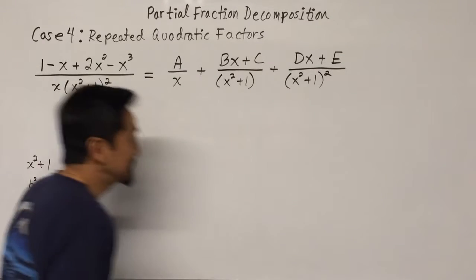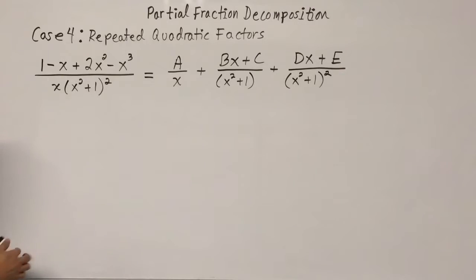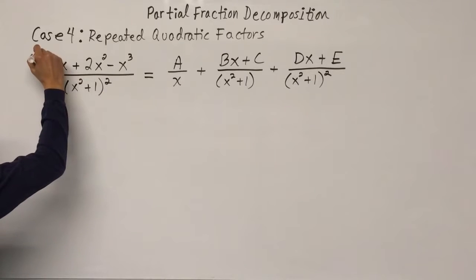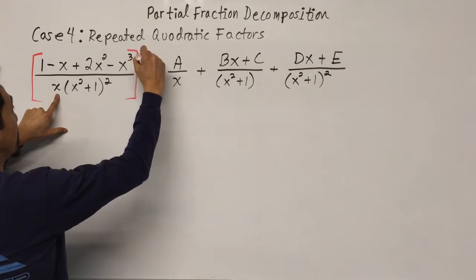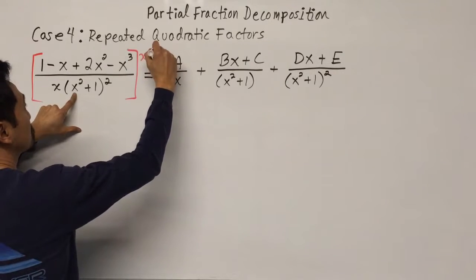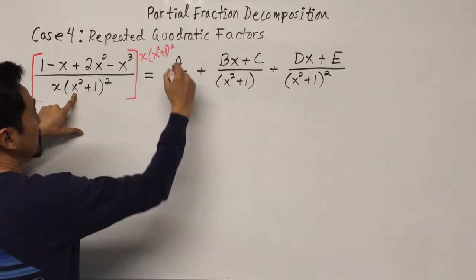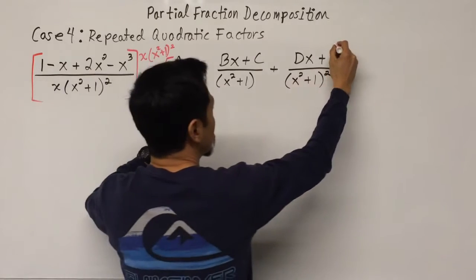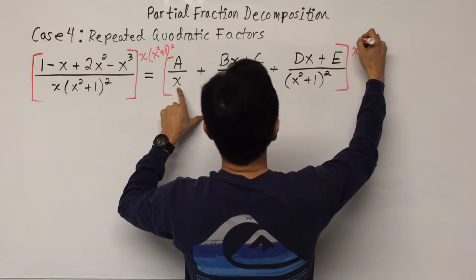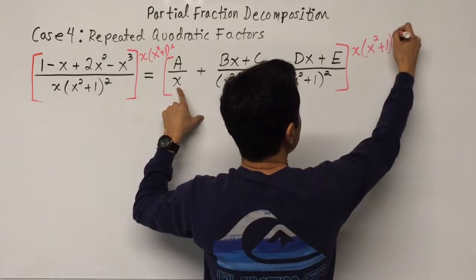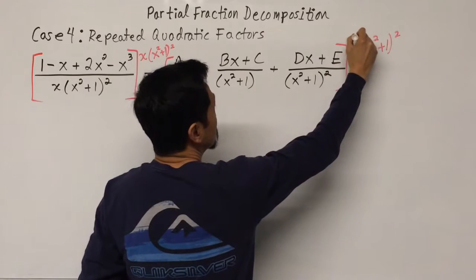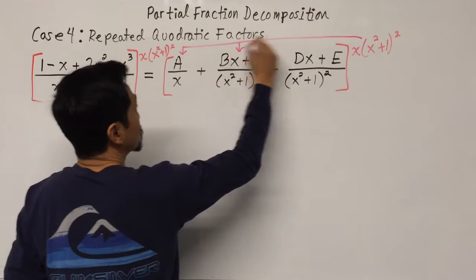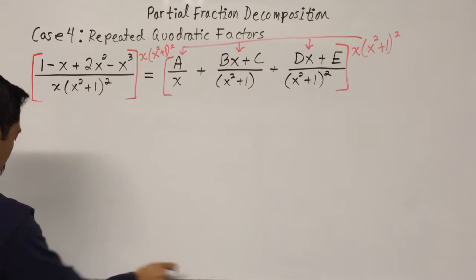Okay, so let me go ahead and erase this and make a little room. We're going to now multiply both sides of the equation by this denominator. Okay, same story as all the other cases we've done. And so now I have x times x squared plus 1 squared. Okay, but now I have to do that to this right side as well. So I've got x times x squared plus 1 squared. Okay, now that in red will be distributed to each fraction there in black. Okay, and what will that give us?